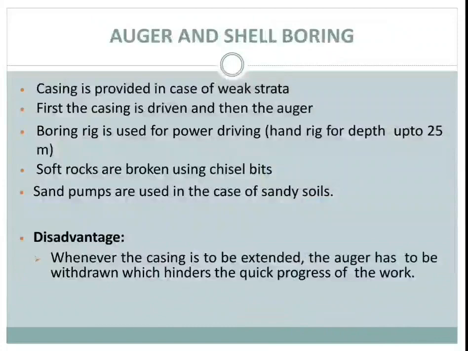Cylindrical auger and shell with cutting edge or teeth at lower end can be used, making deep boring. Casing is provided in case of weak strata. First the casing is driven and then the auger. Boring ring is used for power driving up to 5 meter. The main disadvantage of auger and shell boring: when the casing is to be extended, the auger has to be withdrawn, which hinders the quick process of the work.